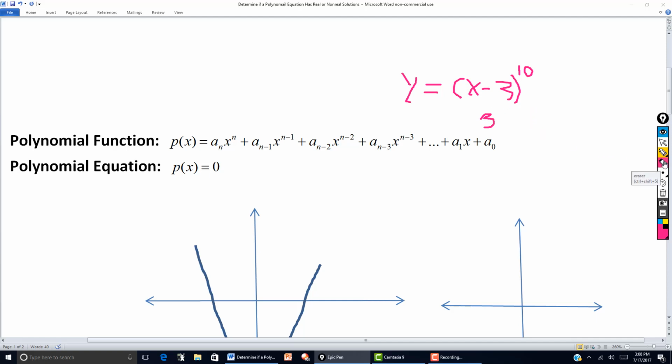Now the other thing that's convenient to know is this, that if you have the graph, say I want to look at the graph of y equals x to the third.